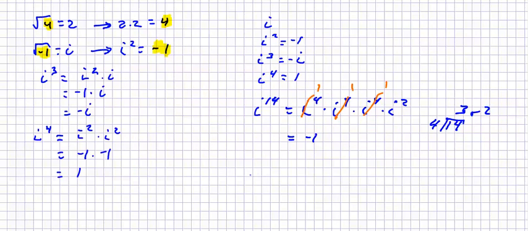So if I had i to the 21st, I would take 21, divide it by 4, it goes in there 5 times, so there'd be 5 groups of 4 i's, and a remainder of 1. So i to the 21st is just i.